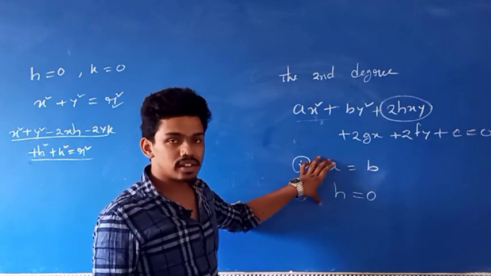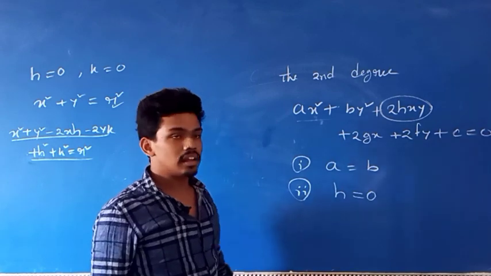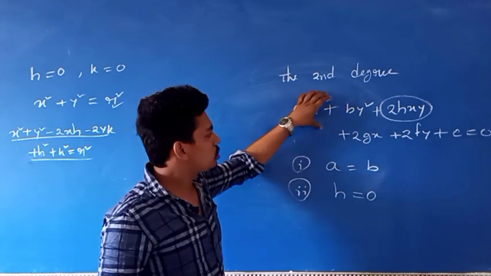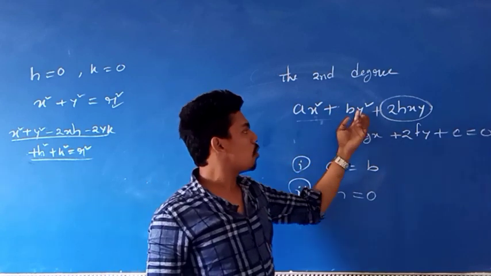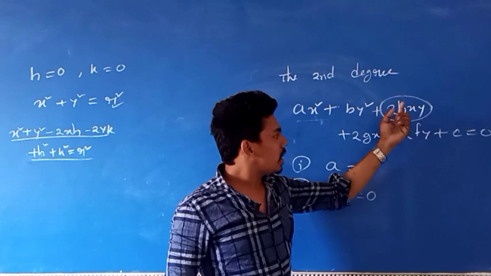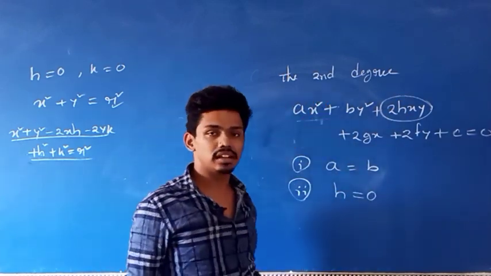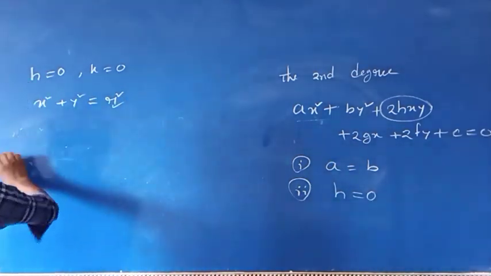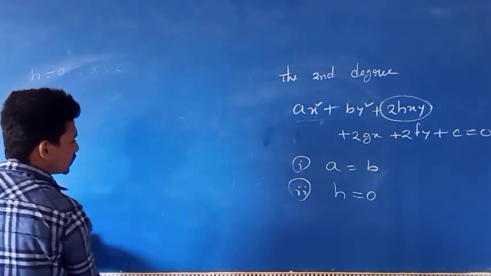These are the conditions for the equation of a circle. This is the general equation in two variables, and this will represent a circle if the coefficient of x square is equal to the coefficient of y square and the coefficient of xy is equal to 0. Then this represents a circle. So now we can write the general equation of a circle.